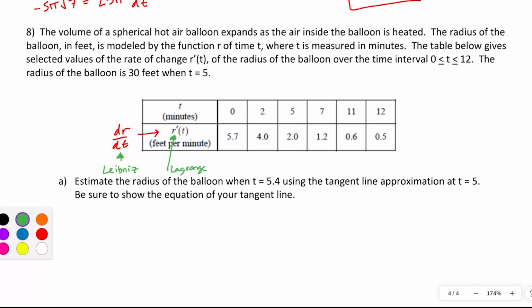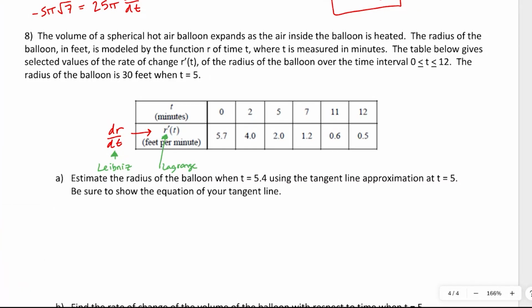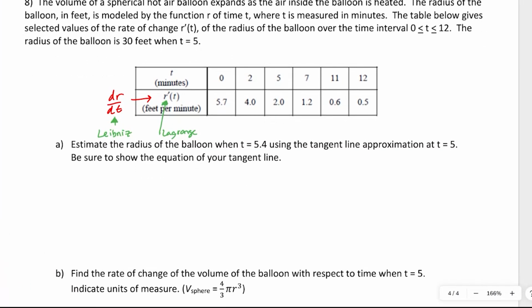Okay, so part A says estimate the radius of the balloon when t is 5.4 using a tangent line approximation. This is one of the first types of problems that we solved, in the beginning of the year: how to write the equation of a tangent line. Even going back to August or September, when we originally learned about that, we need a point and we need a slope. If we have those two things, we can come up with our tangent line approximation. Once we have it, we can substitute in 5.4 and get our answer.